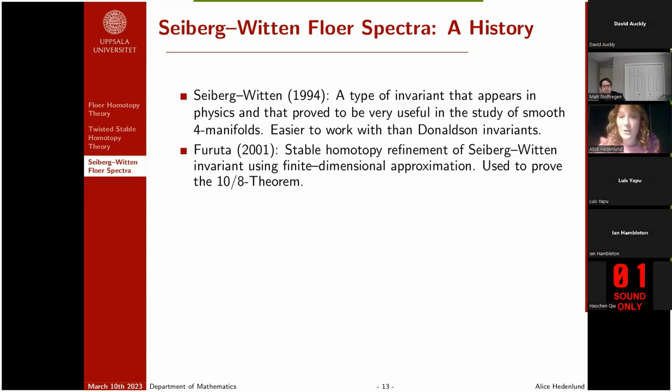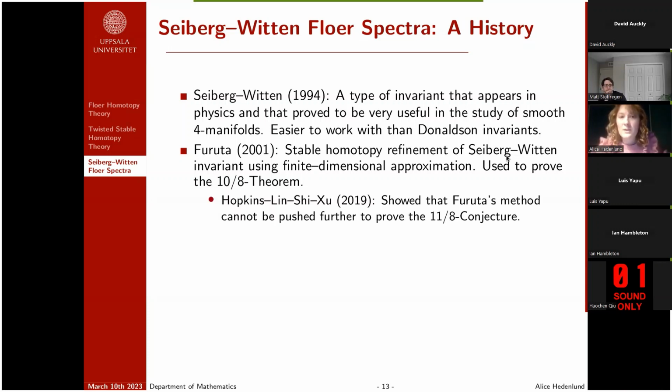there's this conjecture called the 11/8 conjecture, which is basically a conjecture about what quadratic forms are realizable as the intersection form of a smooth four-manifold. And Furuta was not able to prove this entire conjecture, but he was able to make significant progress using this stable homotopy refinement of the Seiberg Witten invariant.